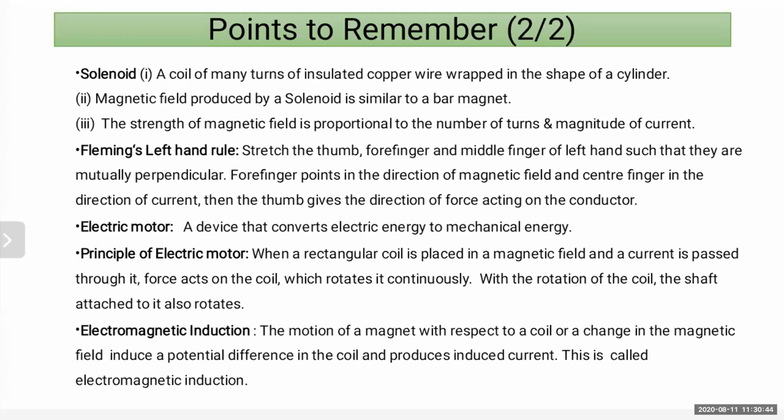The magnetic field is always parallel. The magnetic field lines inside the solenoid are always parallel to each other. That means it is uniform. So there is uniformity inside the solenoid, and the lines are parallel to each other.